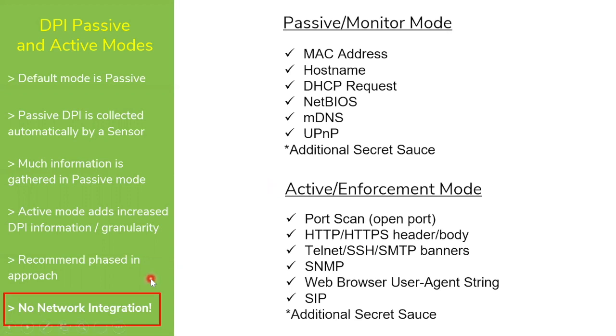So typically what most customers do is they turn it on in passive mode. They identify a bunch of platforms on their network. If they feel they need additional information, they can go to active mode, which will give more granular information. And then optionally, you can enable policy enforcement once you're in active mode. We'll talk more about that in subsequent slides.